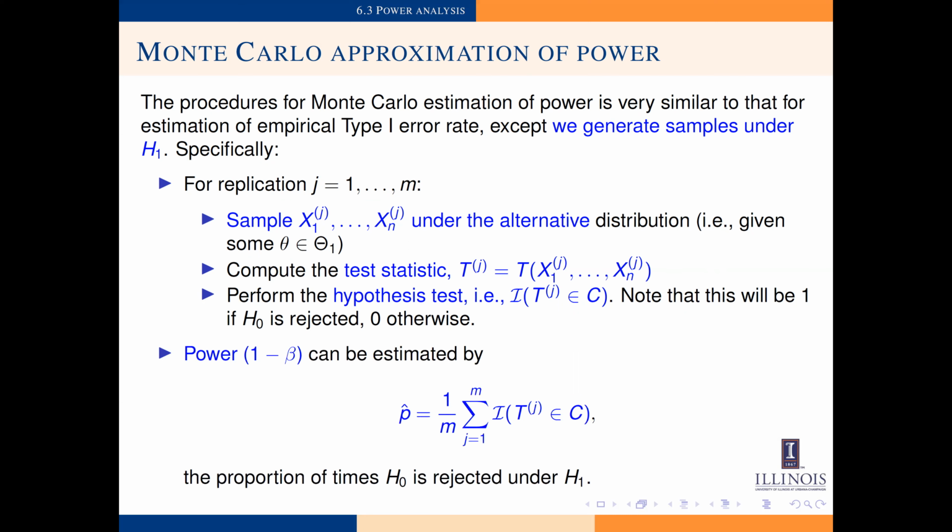Then our power for this procedure can be estimated by the proportion of times the null hypothesis is actually rejected. In other words, the percent of times that the test statistic is in the rejection region. This gives us the proportion of times H0 is rejected when the data comes from H1.